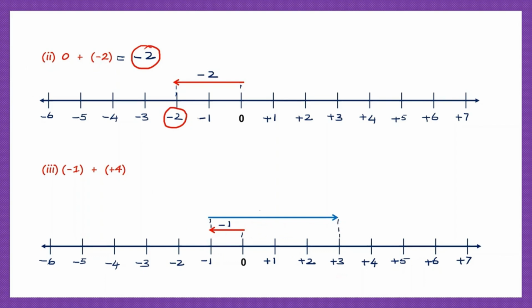So this is our answer. We moved 4 places to the right and we've got plus 3. So let's write our answer here, plus 3. So now can you look at the question, children? Now here we have one minus sign and one plus sign. So when signs are different, put the sign of the bigger number and subtract. 4 minus 1 is 3. So this is correct and we have done that on the number line also.